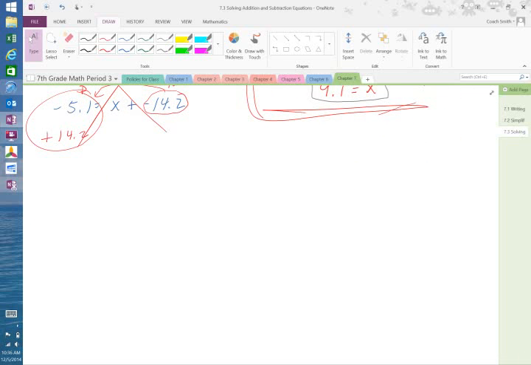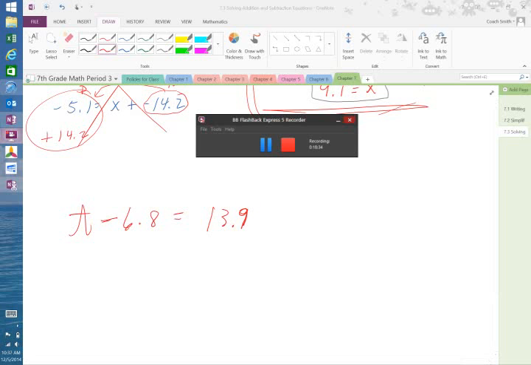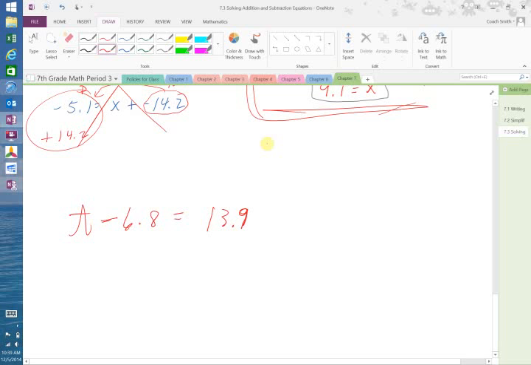All right. Let me give you one to try on your own here. T minus 6.8 equals 13.9. T minus 6.8 equals 13.9. Okay. All right. Let's look at this one.